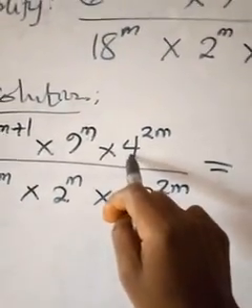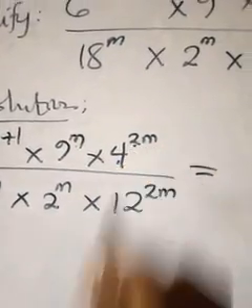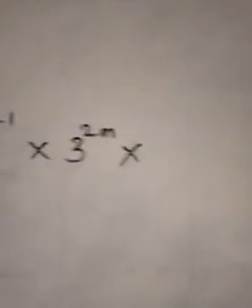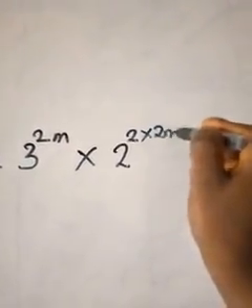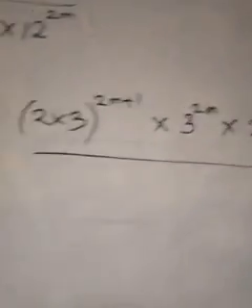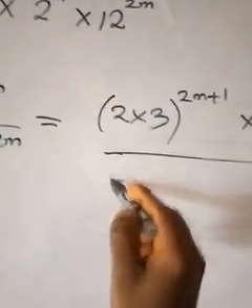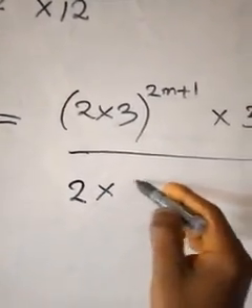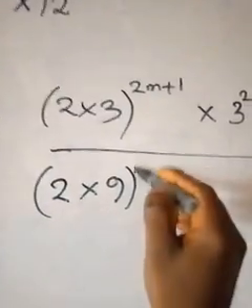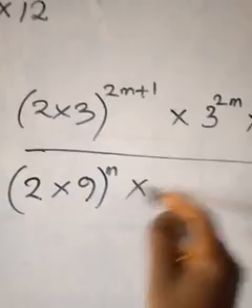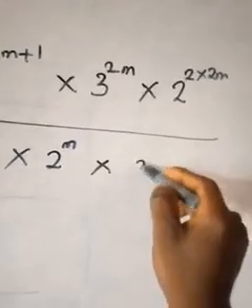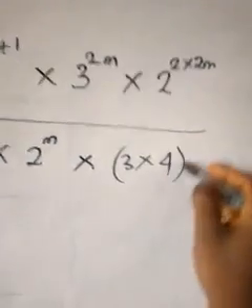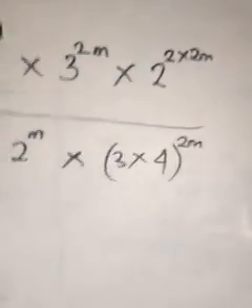If you change 4 to 2 raised to the power 2, the power will multiply these 2. That will give us 4m. So here we are going to have 2 raised to the power 2 times 2m, which will give us 4m at the end of the day. Then we have divided by 18. 18 can be written as 2 multiplied by 9, everything raised to the power m, then times 2 raised to the power m times also 12. 12 can be written as 3 times 4, everything raised to the power 2m.